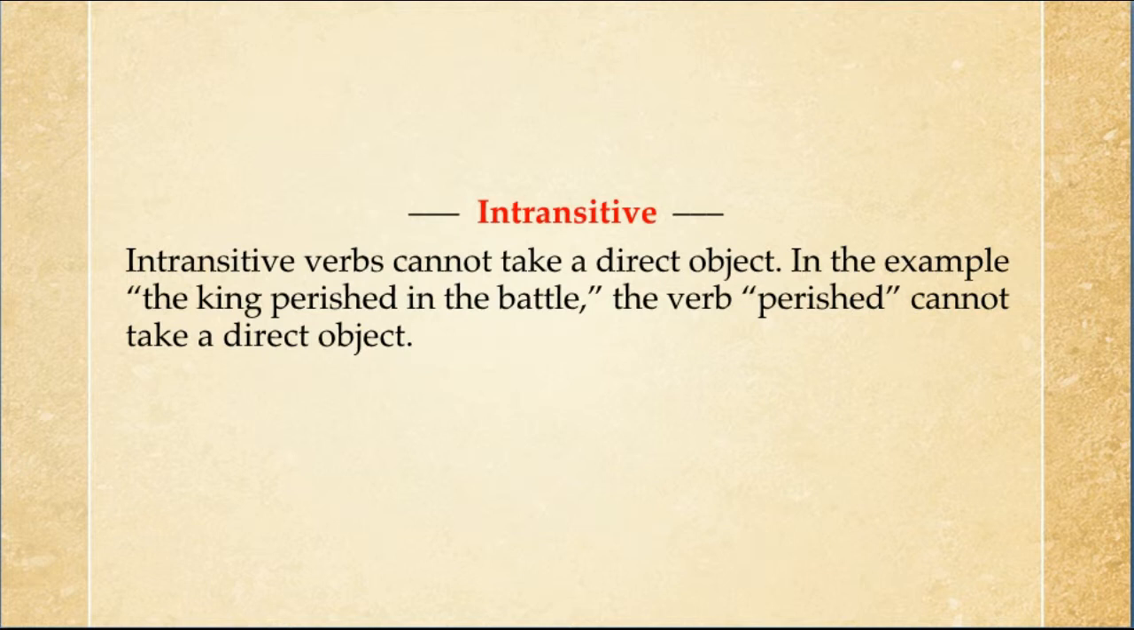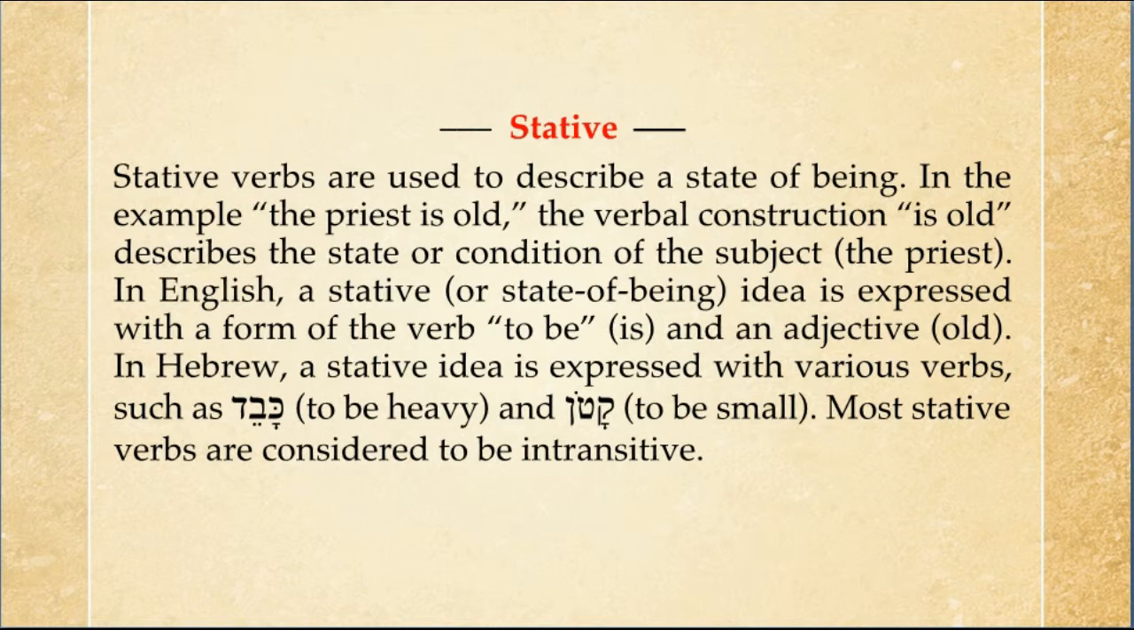Transitive can take a direct object, intransitive cannot take a direct object. And then there's stative. What are stative verbs? Stative verbs describe a state of being. And the example is: the priest is old. The verbal construction here is old, and it describes basically a condition of the subject. The priest is old. That's it. It's a state of being. And so there's an idea that is being expressed here, the idea of the verb to be, and that is a stative verb. So when something is being described almost in adjective-like fashion, that's your stative verb.